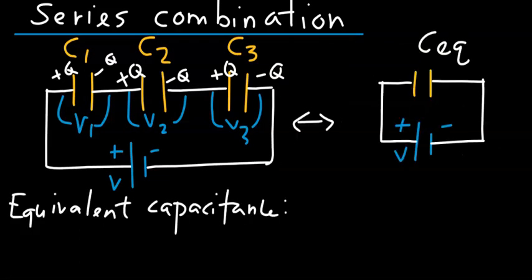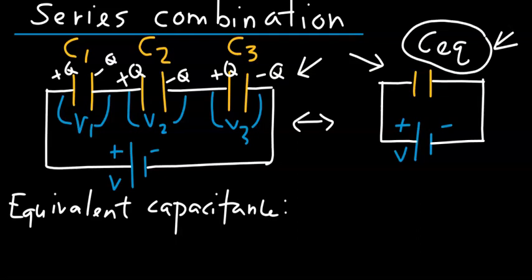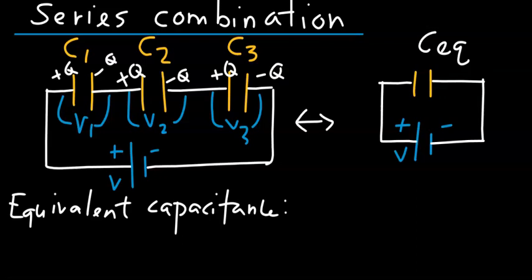Now let's assume we can represent this relatively more complicated circuit by that circuit where you only have one capacitor. What is the capacitance of the single capacitor so that these two circuits are equivalent? That capacitance is known as the equivalent capacitance, as we saw for the parallel combination. The charges on this equivalent capacitor must also be plus Q and minus Q on the plates respectively. So for the equivalent circuit, we can quite simply write Q equals C equivalent times V.